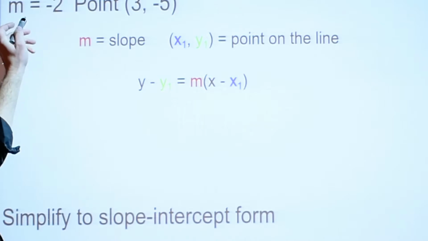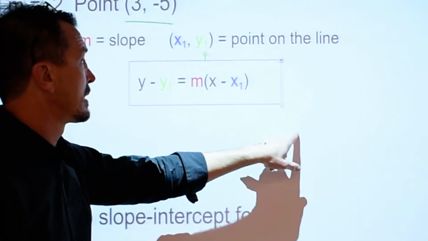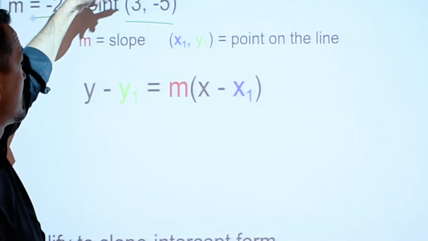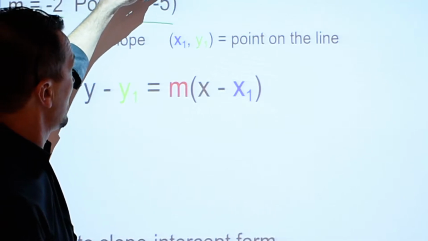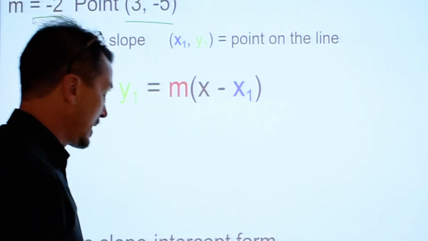So again, they've given me a slope and they've given me a point. And I have this equation. I'll make it a little bigger so everybody can see it. Okay, and so I just need to label the stuff. This is my x1 and my y1, because that's my first point. And so now I'm just going to go into the equation and substitute.